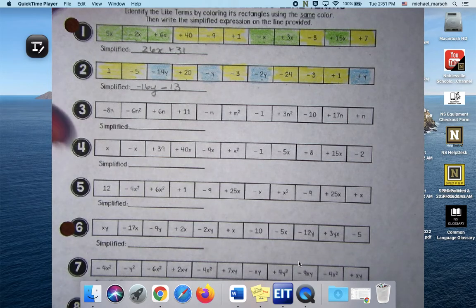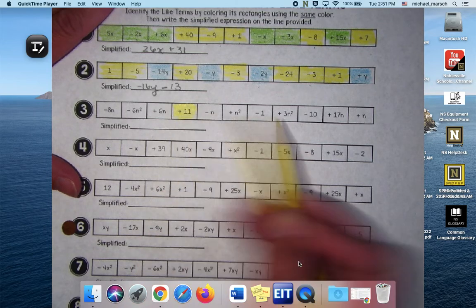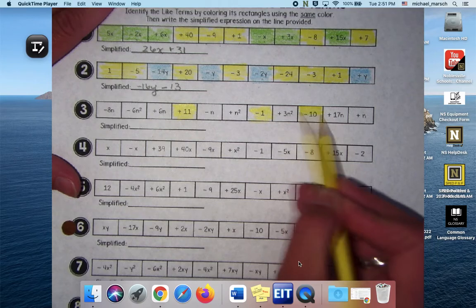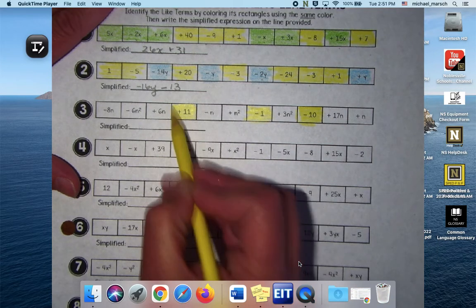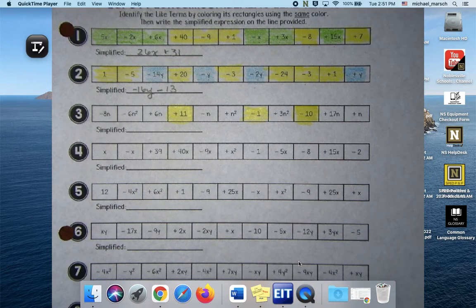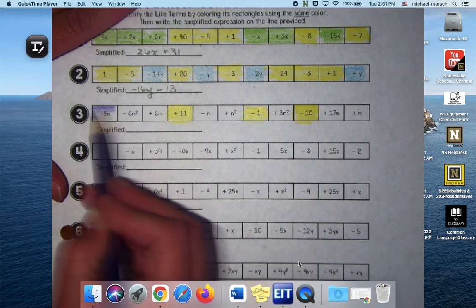So I'm going to color my constants yellow again. Okay. And now we've got n, so we'll maybe use purple. N will be purple.